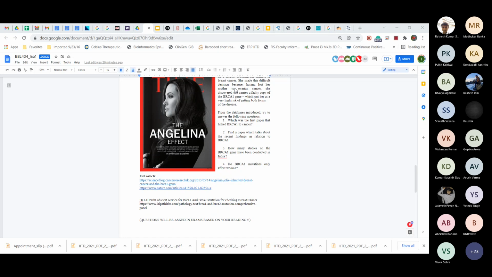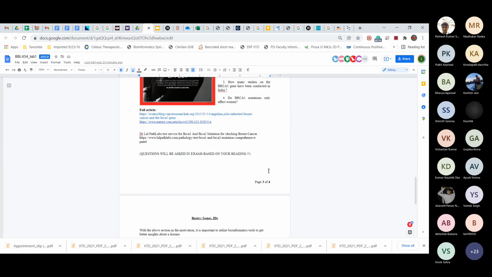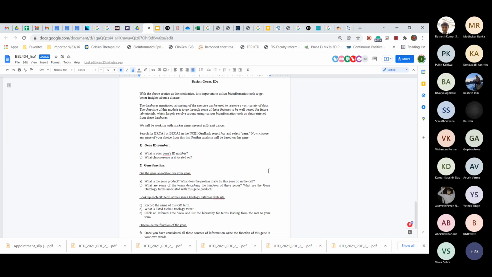So actually, let me do one thing. Let me quickly talk about the next module as well, because you can probably do both of them together. The first thing was just to get information about the BRCA1 gene in terms of the research that has been published around it. The second set of questions is around the gene itself.